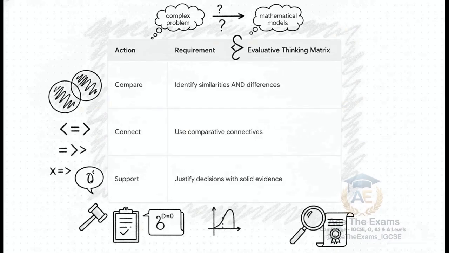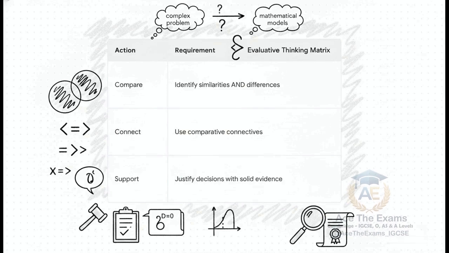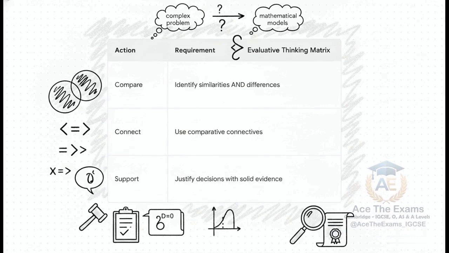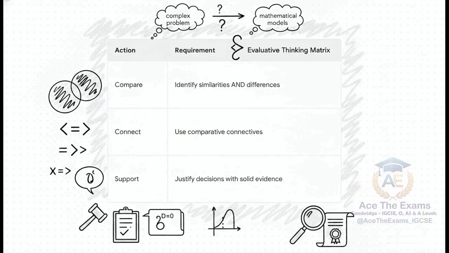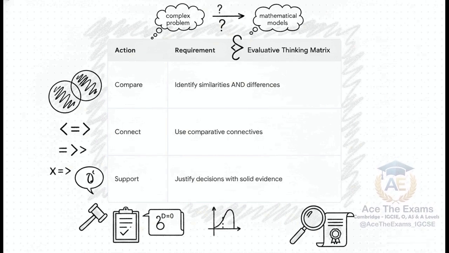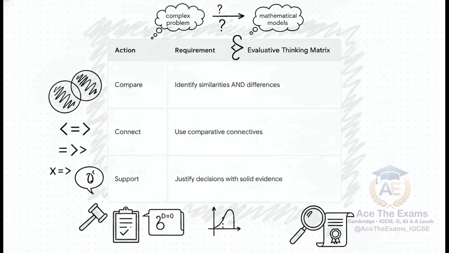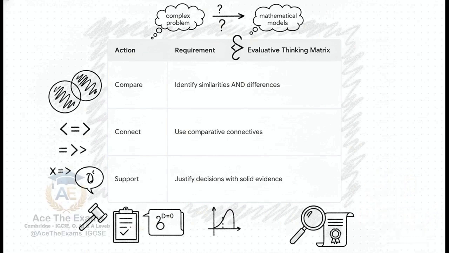And this brilliantly illustrates exactly how top-scoring candidates construct an unassailable comparative analysis. When interrogating a complex problem, particularly those heavy tariff ones that ask you to compare two different mathematical models or roots, you need to deploy this evaluative thinking matrix. First, you compare by aggressively identifying both similarities and differences. Don't just give half the picture. Second, you connect everything using logical connectives in your final presentation.